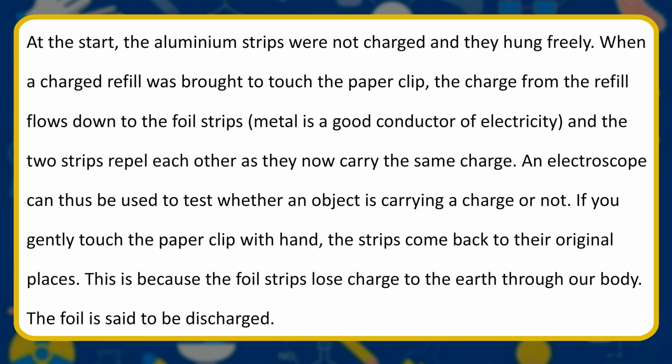Metal is a good conductor of electricity, and the 2 strips repel each other as they now carry the same charge. An electroscope can thus be used to test whether an object is carrying a charge or not. If you gently touch the paper clip with your hand, the strips come back to their original places. This is because the foil strips lose charge to the earth through our body. The foil is said to be discharged.